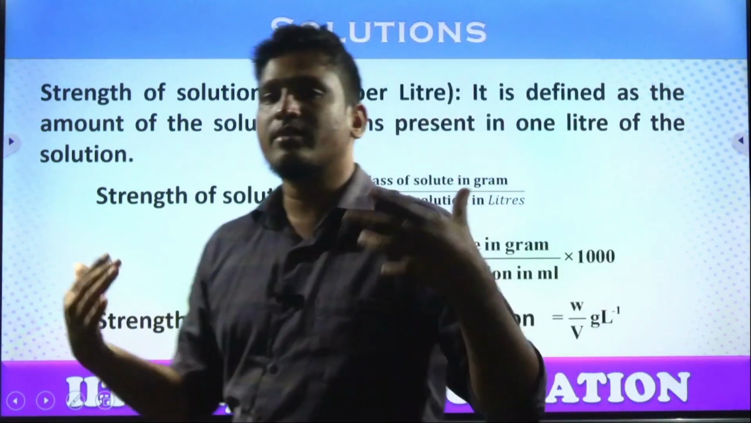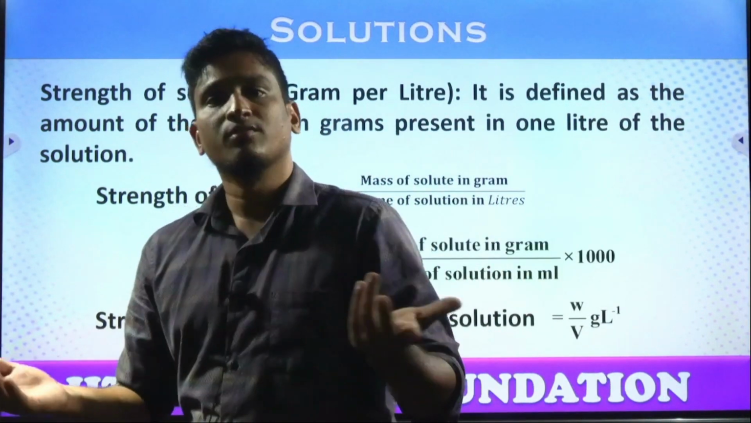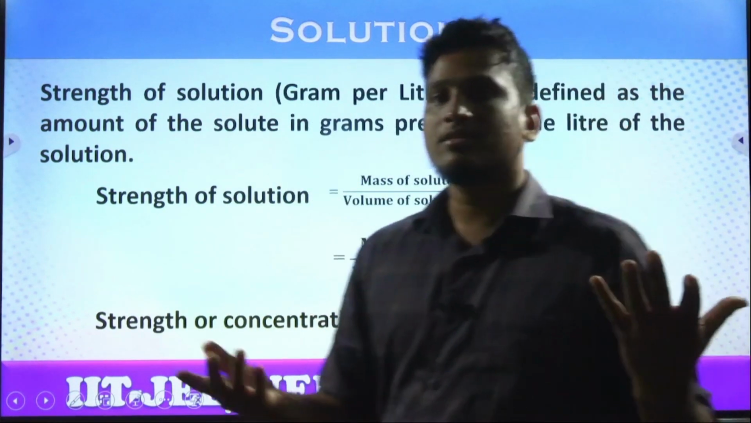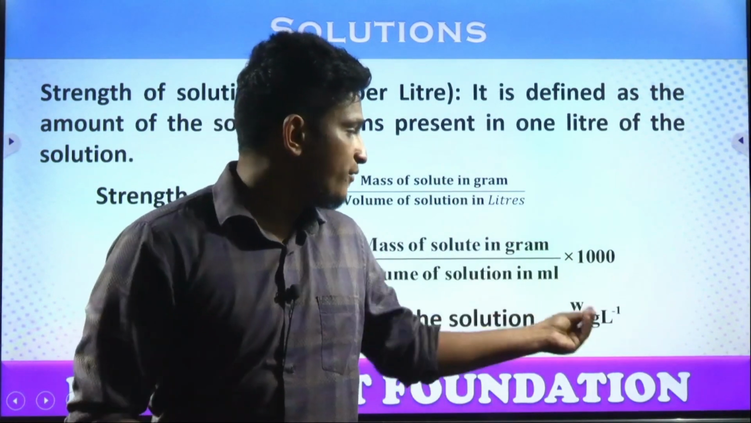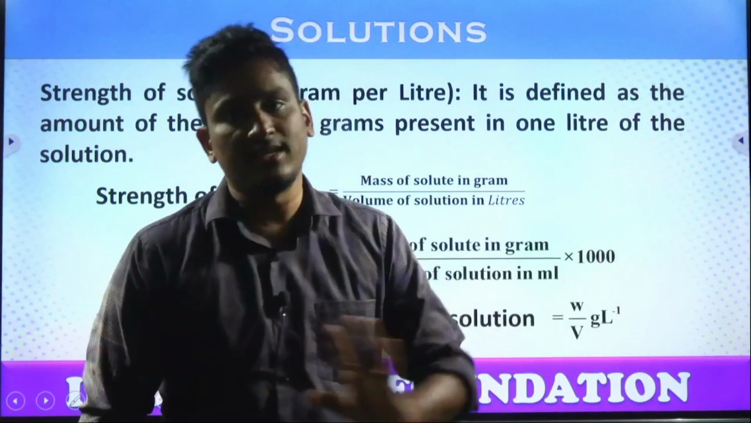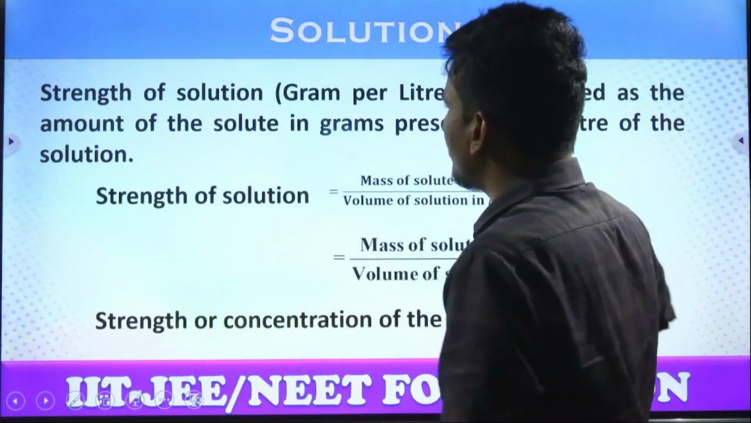If you want to convert from liters to ml, so how much? 1 liter equals how much? 1000. So into 1000, and these are the units, students. Mass is generally expressed as weight by volume. That means mass is expressed in grams and volume in liters, right? So grams per liter, or gram per liter inverse, are the units of strength of the solution.